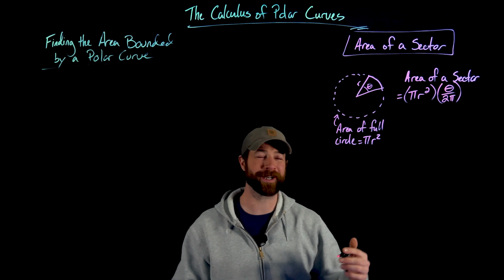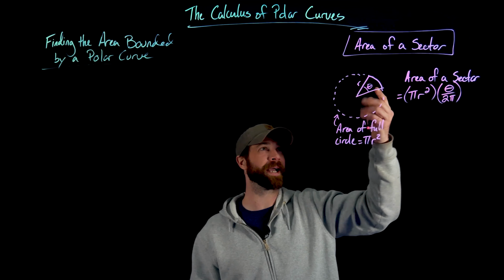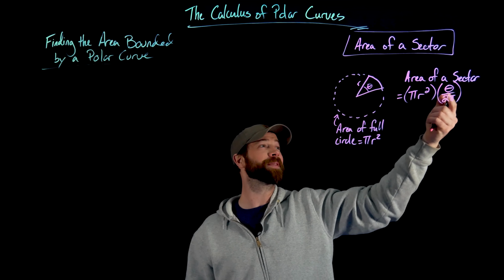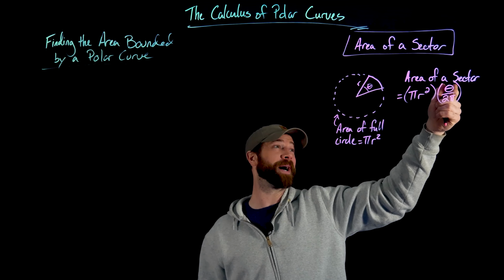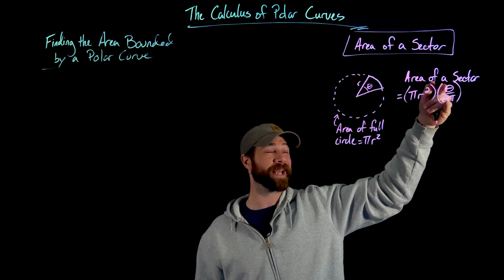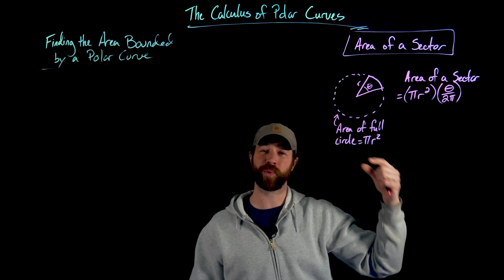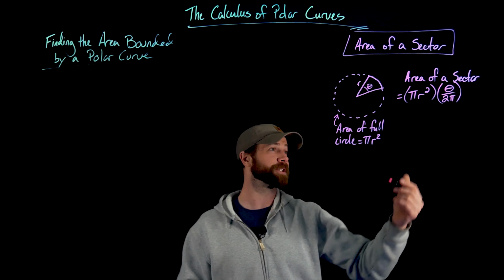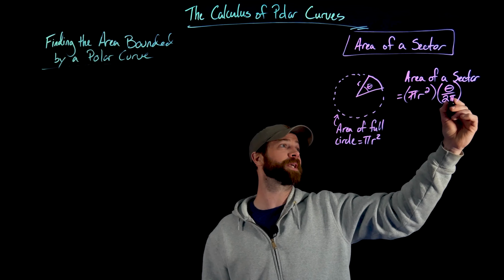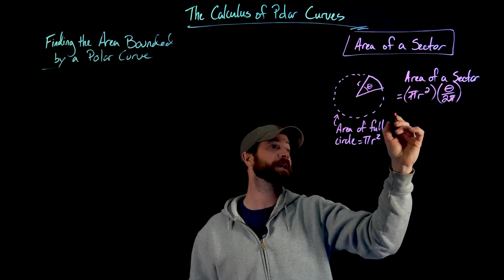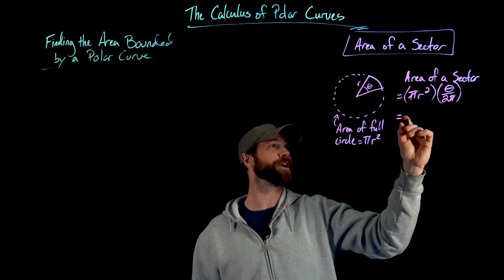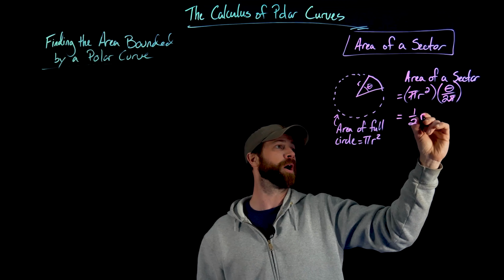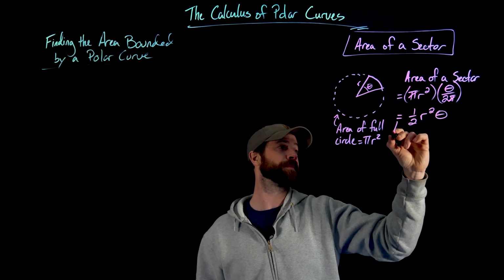Quickly, for instance, if theta was equal to pi, meaning we had this angle that was pi, we'd have a half circle. It'd be pi divided by 2 pi. The pi's would cancel, and I'd get 1/2, which is what I'd want: 1/2 of the entire area of the circle. To clean things up, we cancel the pi's, so our formula for the area of a sector is 1/2 r squared theta.